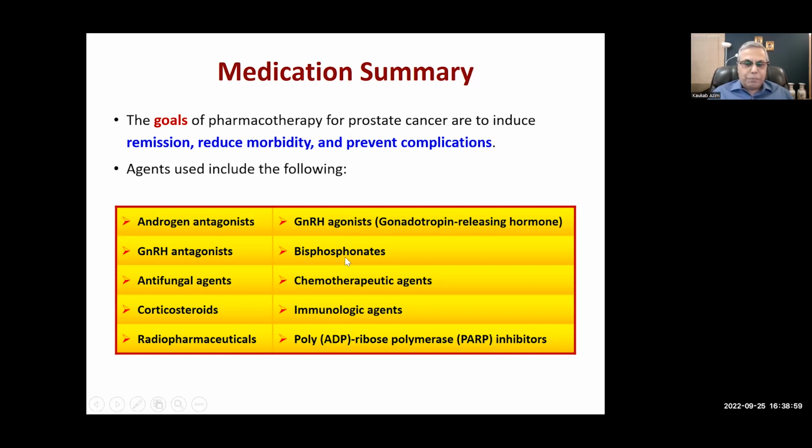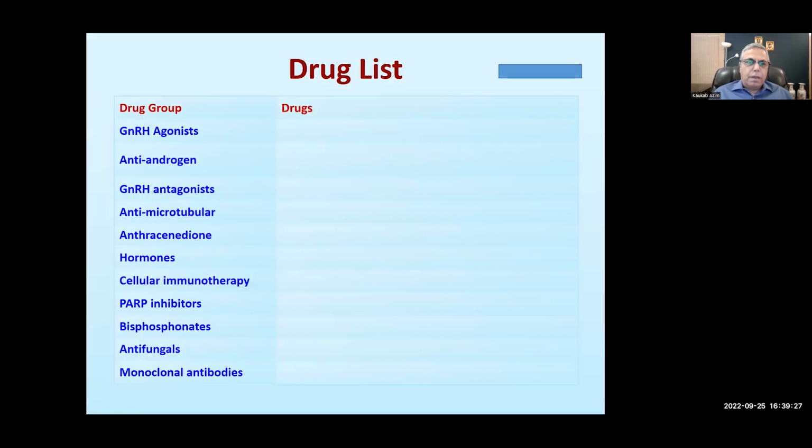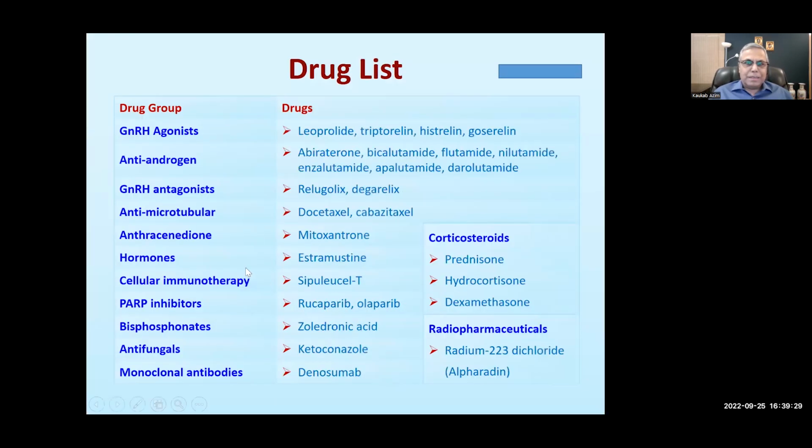Okay, then we have got bisphosphonates. They are used in other cancers as well. We have got antifungal, just one agent, ketoconazole. We have chemotherapeutic agents, and over here we have got docetaxel and cabazitaxel. Corticosteroids, prednisone is most commonly used. We have got some immunologic agent, radiopharmaceuticals, and poly-ADP ribose polymerase inhibitors. Right, so here are your drugs.